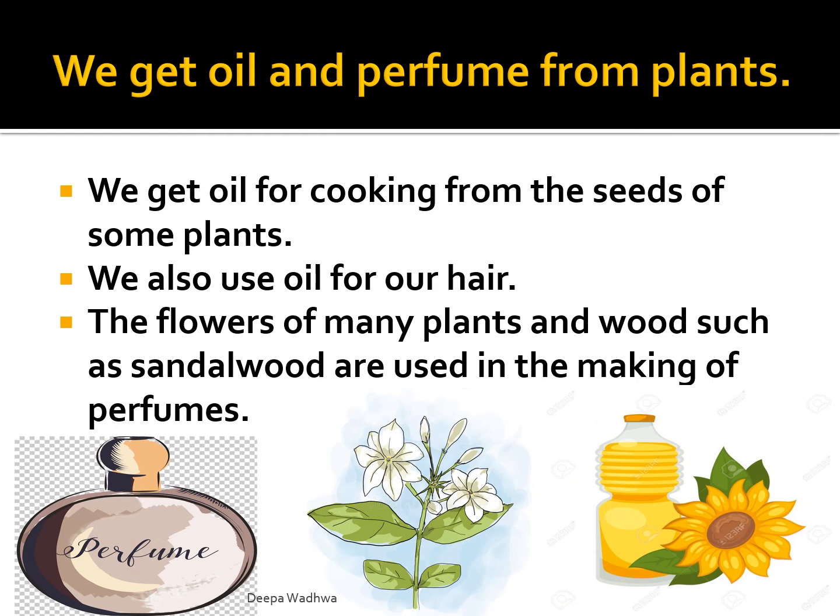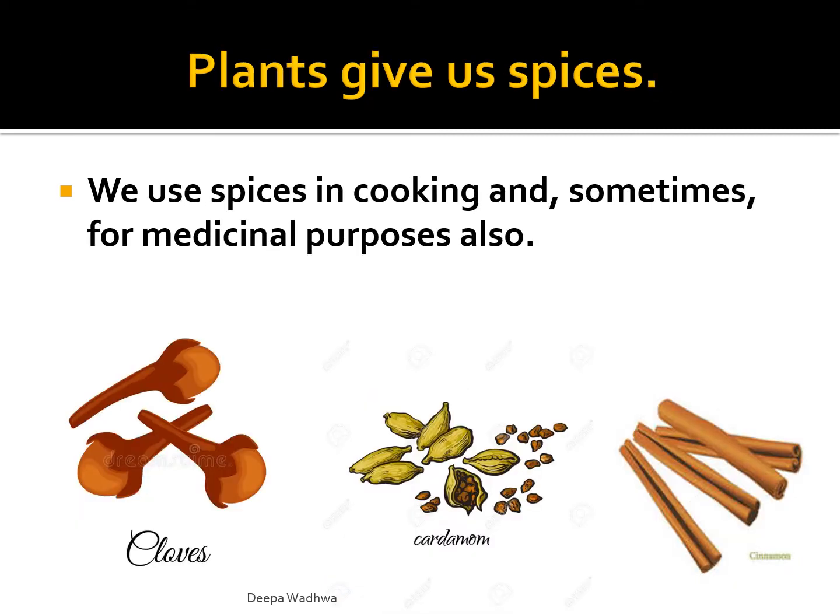We get oil for cooking and for our hair from plants. Flowers of many plants and wood such as sandalwood are used in making perfumes. We get various spices like clove, cardamom, cinnamon, etc. from plants. Cloves are also used for dental purposes.